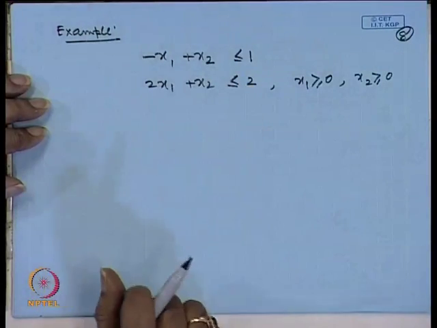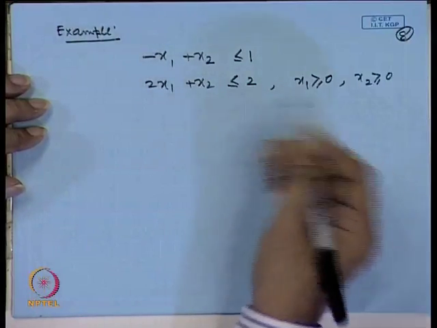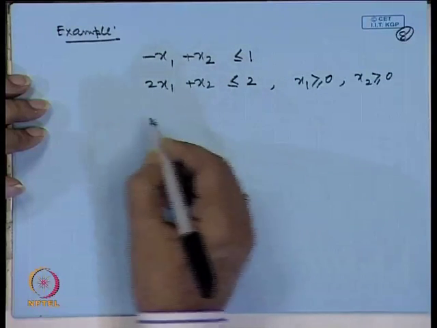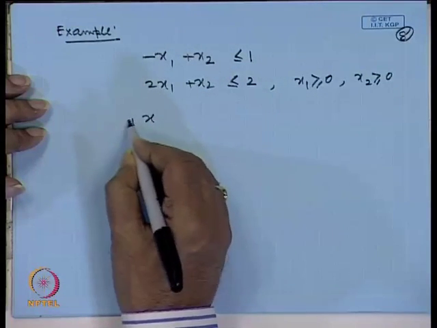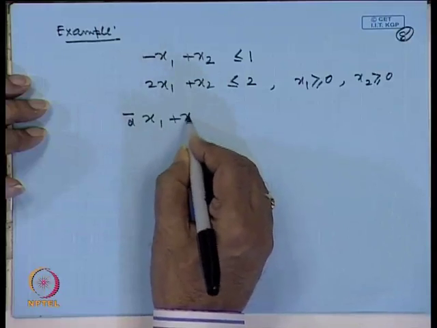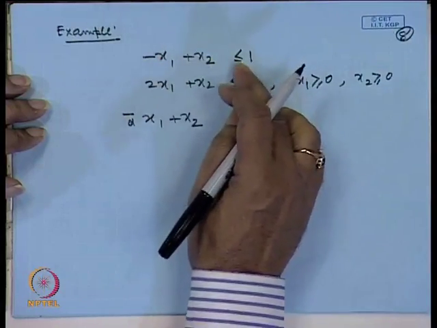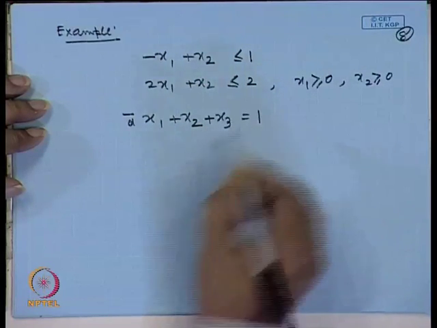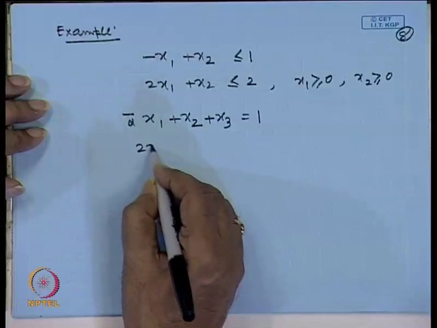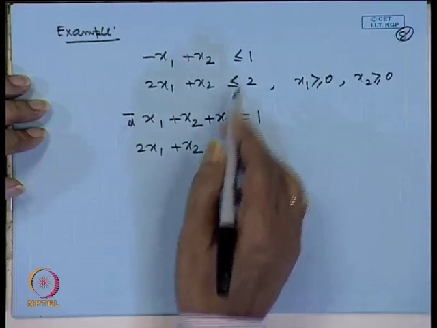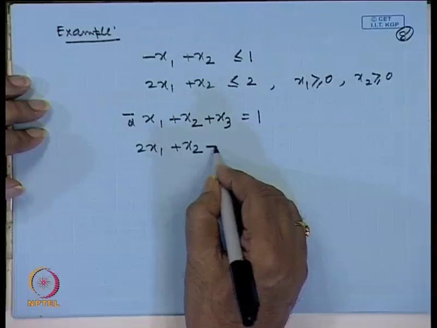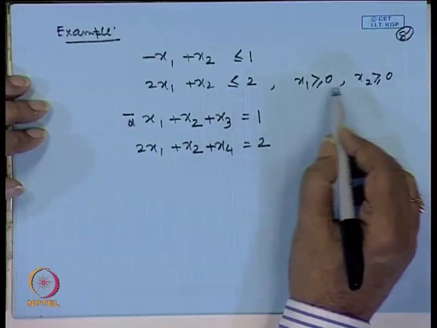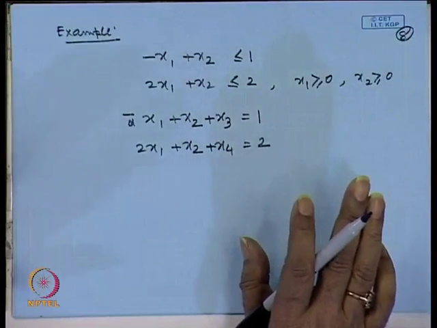So, let us call these two inequalities, and I can convert them into equality equations. That means minus x1 plus x2 is less than 1, so I have to add a new variable. Let us call x3, equal to 1. And 2x1 plus x2 is less than this one, so I have to add some other variable, let us call x4, equal to 2. And we have given that the x1 value and x2 value are greater than 0.